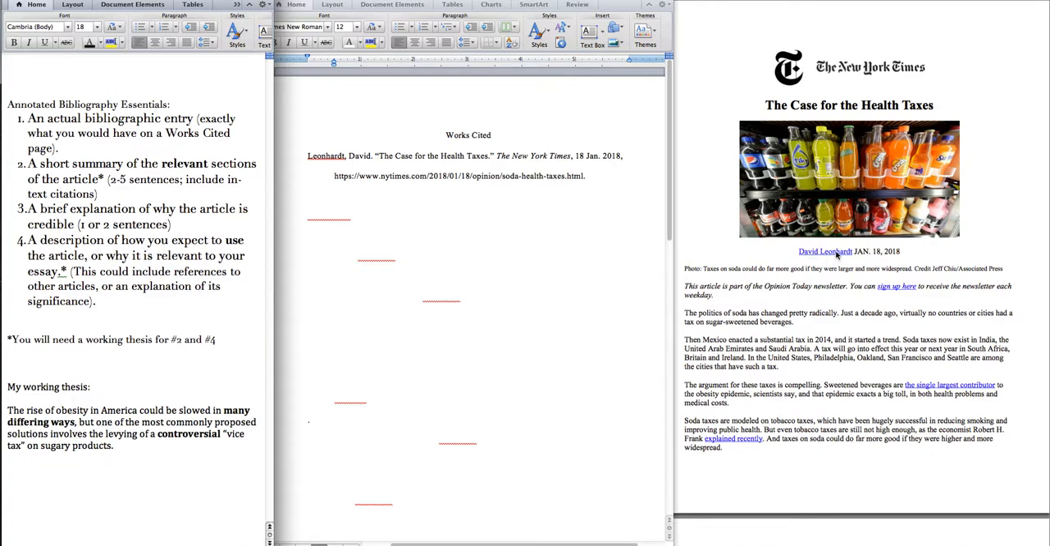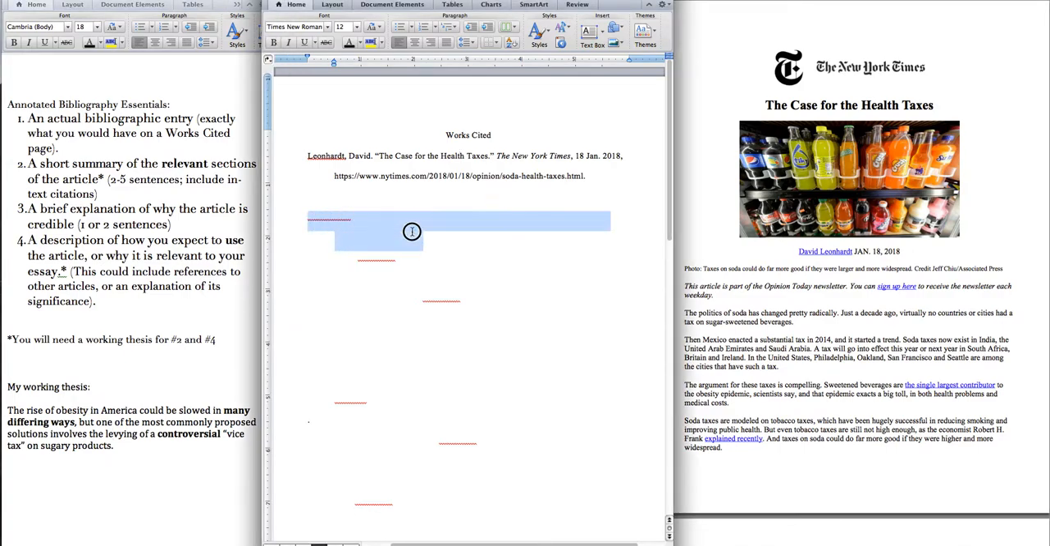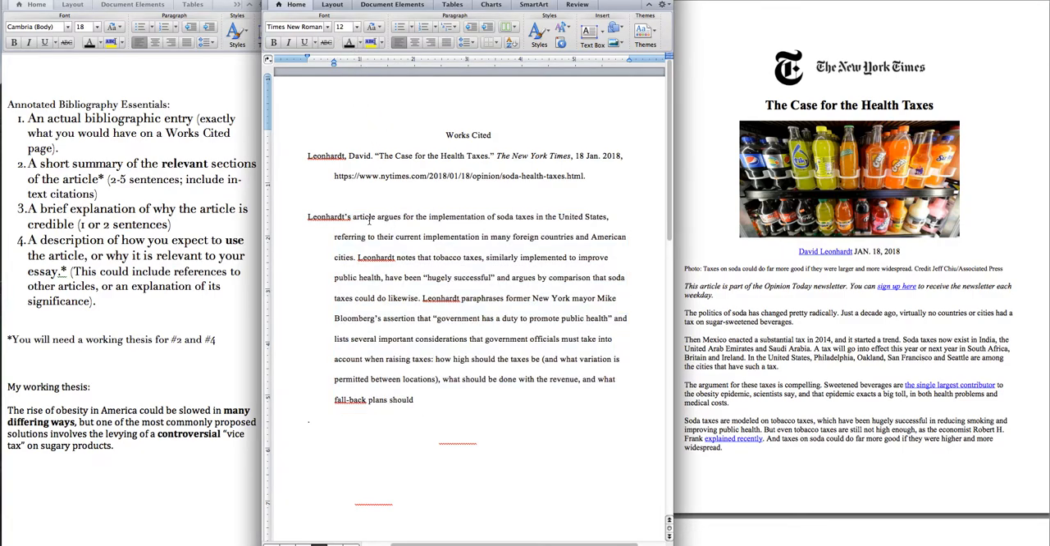David Leonard, whose article you read, does more of the opposite. He kind of bludgeons us with a lot of reasons that the soda tax is a good choice. So we're not going to do that. We're just going to describe what he says. So the first thing you'll want to do in your annotated bibliography is write a summary.